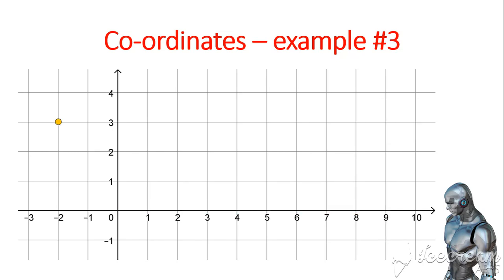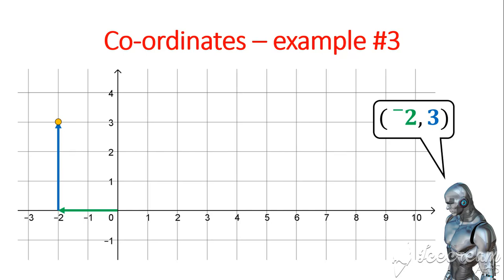All right, here's our third example. What is the coordinate of this point on the Cartesian plane? Once again, we start at the origin. We have to travel 2 squares to the left from the origin and 3 squares up. So we're going to go in brackets -2 because we've got to go 2 to the left, and then 3 means to go up 3.